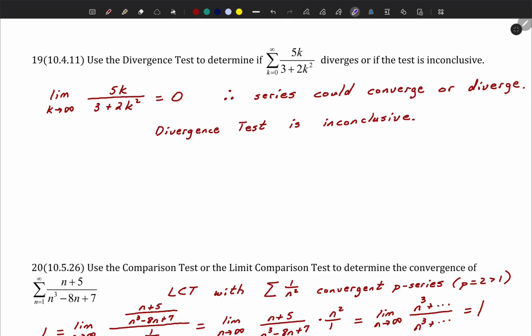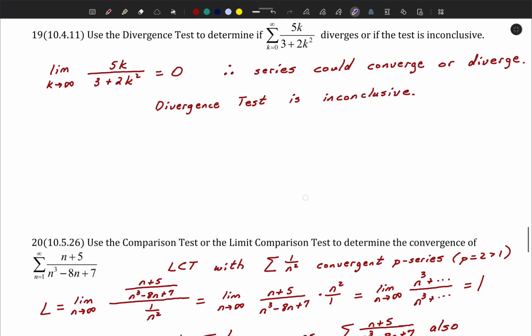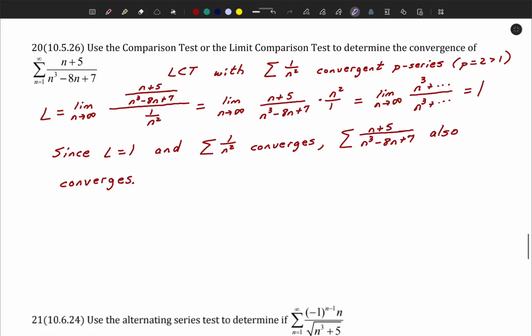Now, later on, if I ask you to use a p-series and comparison test, you'd say, hey, this is a multiple of a p-series, p equals 1. What do I know about that? They always diverge. They're called the harmonic series. It is a divergent p-series. But that's not what's asked in this question. This question is just the test for divergence, and the test for divergence would be inconclusive here. So we could say, by the divergence test, this series could converge or diverge.